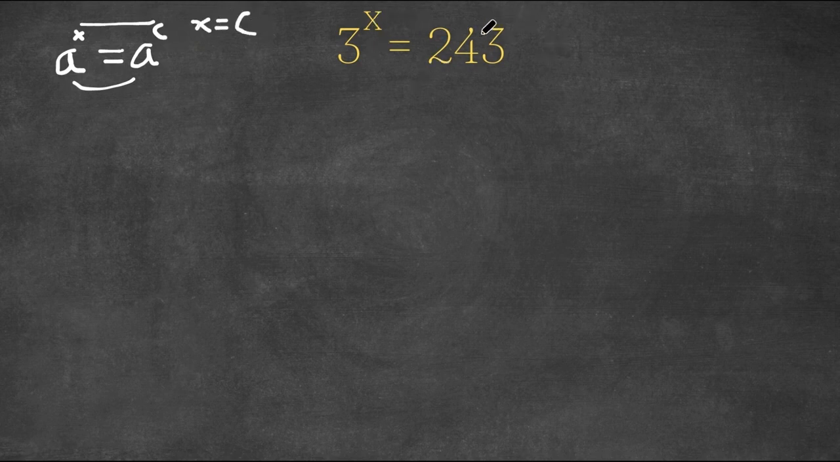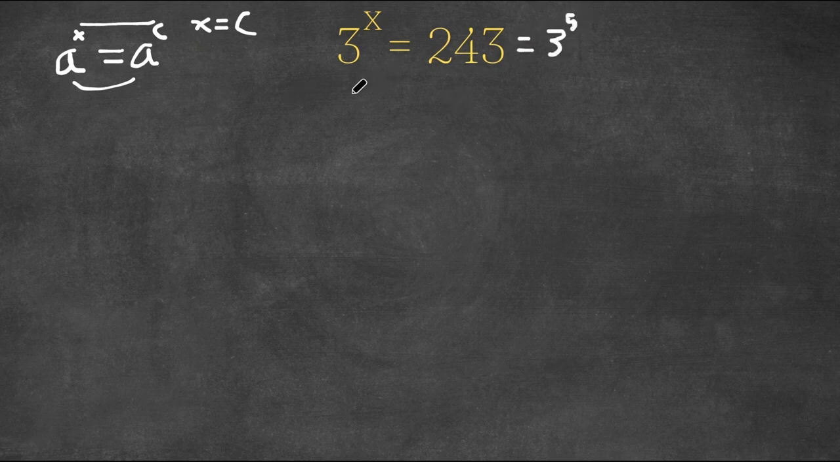So if we make our bases the same, then we know that our exponents are the same as well, and then we can find the value of x easily. So we have 3 to the power of x equals 243. How would we convert one of these numbers to make it the same as the other? Well, let's do 243. 243 is equal to 3 to the power of what? 3 to the power of 5. 243 is equal to 3 to the power of 5.